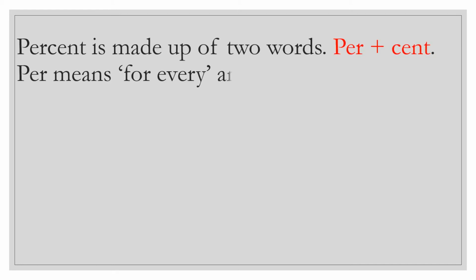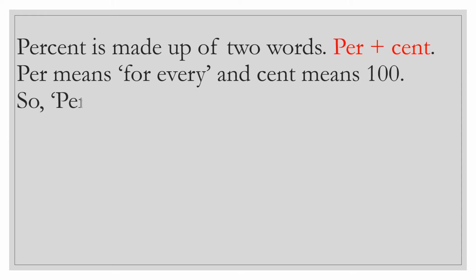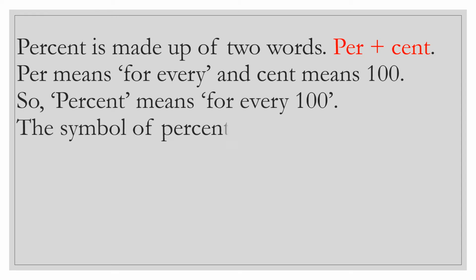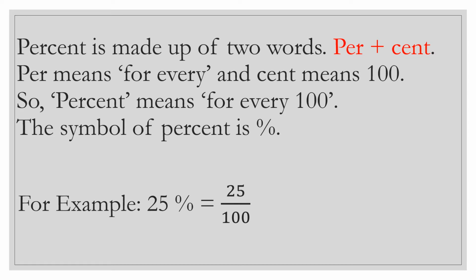Percent is made up of two words, per plus cent. Per means for every and cent means 100. So percent means for every 100. The symbol of percent is like this. For example, 25% is equal to 25 upon 100. To understand it in a better way, let us solve some questions.